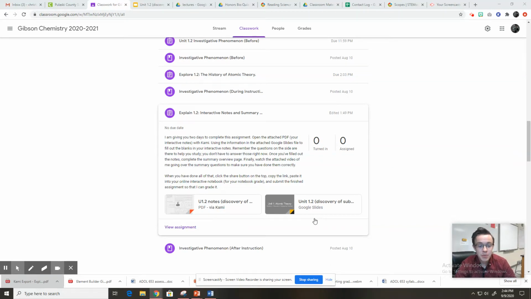So for this assignment, you are doing Explain 1.2. Remember, 1.1 in Unit 1 was just the structure of the atom. Now we're still in Unit 1, but this is the second section, so we're calling it 1.2. And we're not so much looking at the structure of the atom as we are looking at how the structure of the atom was discovered. How did we find out that there were electrons, protons, neutrons, that the atom even had a nucleus? We just kind of take that information for granted now.